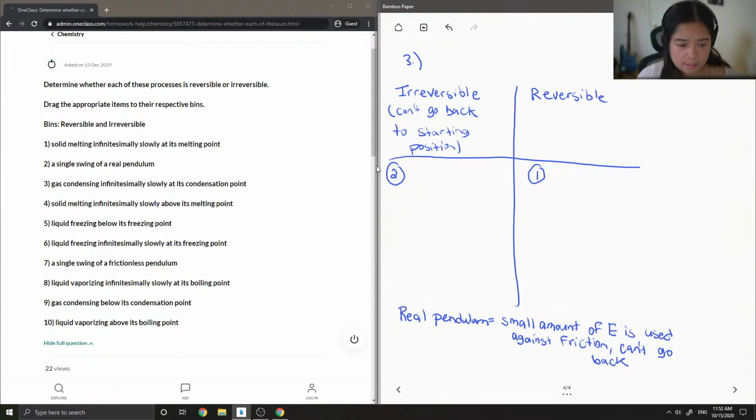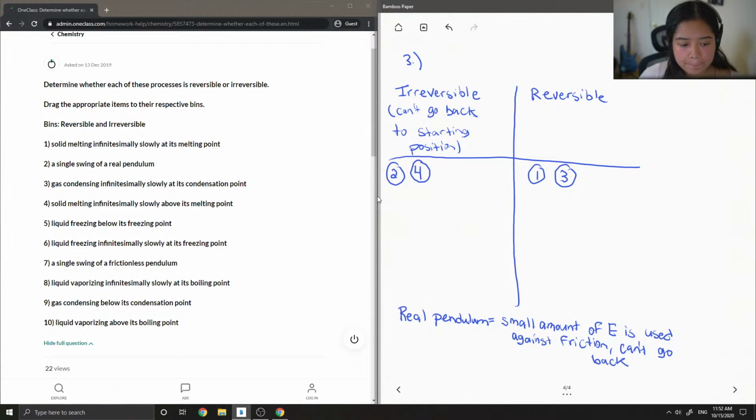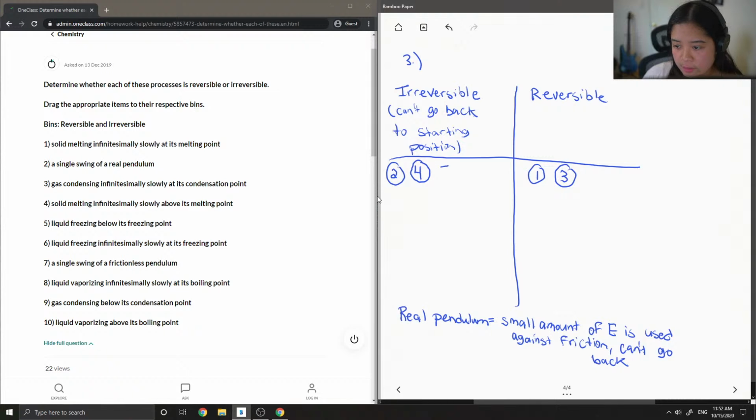So the gas condensing infinitesimally slowly at its condensation point. So again, it happens at the condensation point, so it's still a reversible reaction. Solid melting slowly above its melting point. Okay, so unlike the other two, you're already above its melting point, so it's irreversible for this process. Liquid freezing below its freezing point. So again, this is an irreversible reaction. Liquid freezing slowly at its freezing point. So since it's at the freezing point, it's reversible.